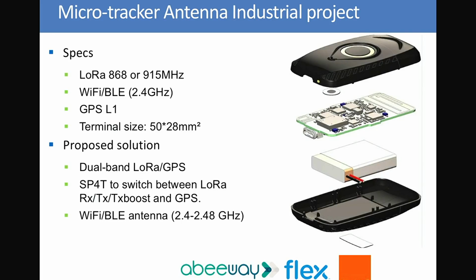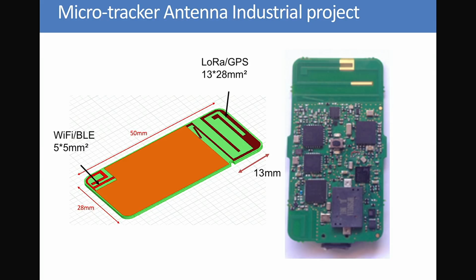So what we proposed as a solution was to use a dual-band LoRa GPS antenna and to use a switch, SP4T, to switch between LoRa RX, TX Boost, or GPS, and to use a separate antenna for the Wi-Fi and BLE system. So you can see here the layout. The antenna is just 13 by 28 millimeters square, and the BLE is 5 by 5 millimeters square.